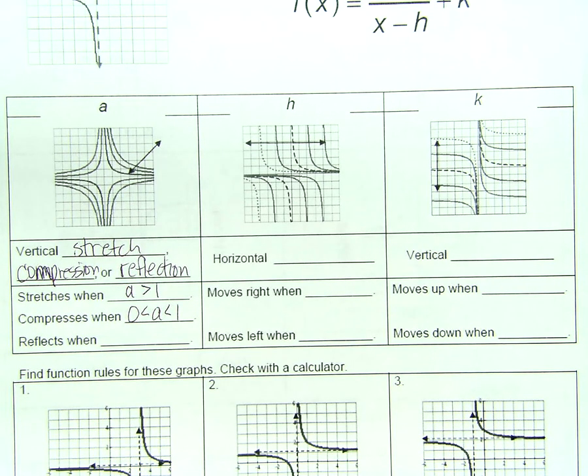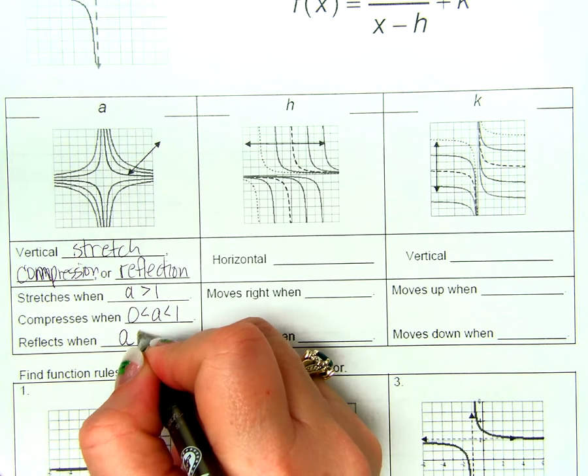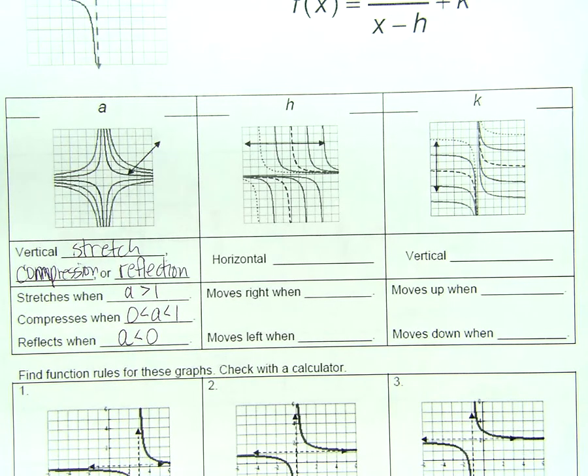So what causes a reflection? When it's negative, so if A is less than 0, right? Now if you want to write when A is negative, that's fine with me. It means the same thing. Okay?